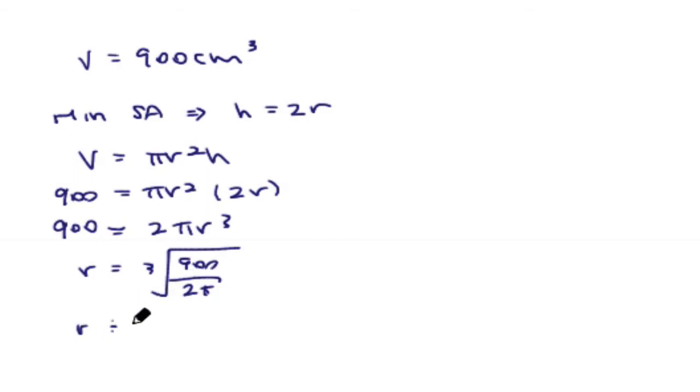And we get radius here to be approximately 5.2, and this is in centimeters. And then for height, we know that height has to be double of the radius, which is what we said, so we can multiply radius by 2, and we get 10.5 approximately.